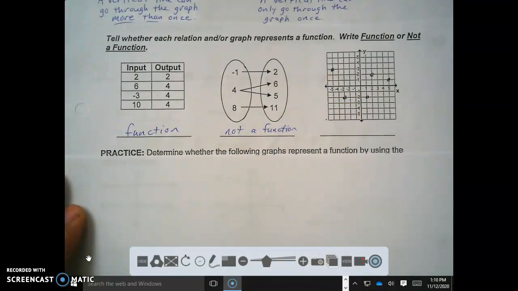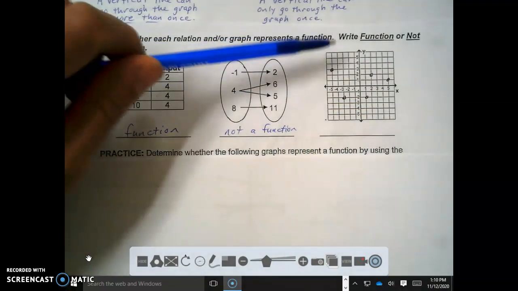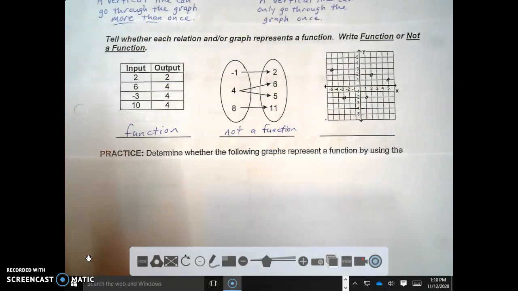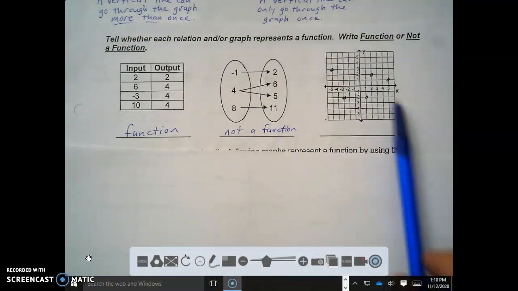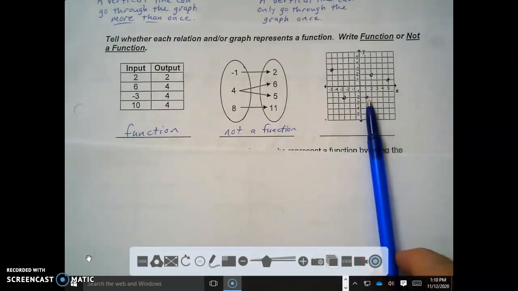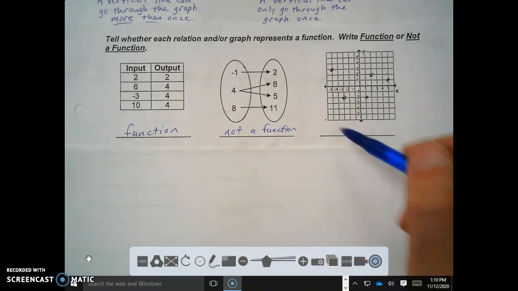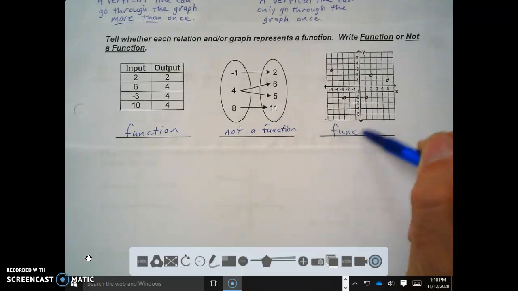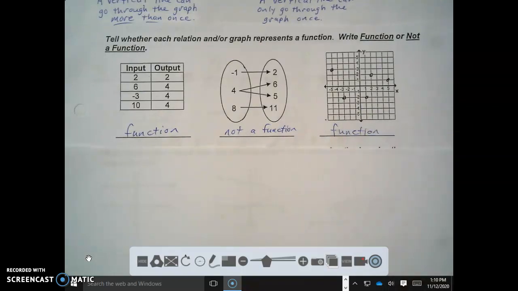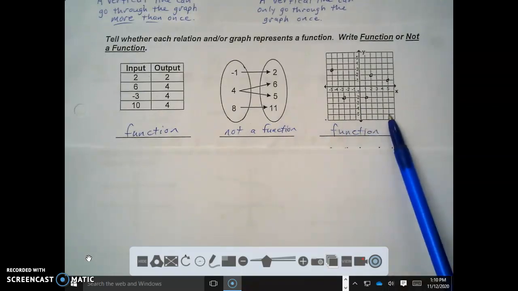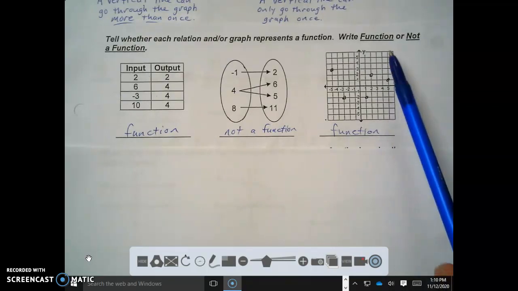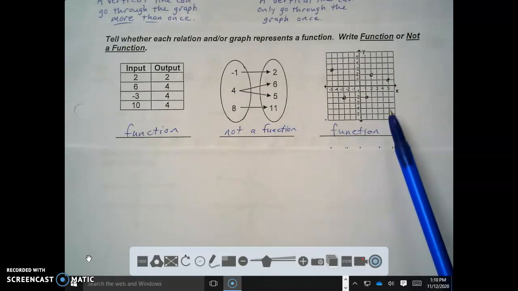Look at the graph. Do the vertical line test. If you draw vertical lines through these points, it only goes through each point one time. There are never 2 points on there that a vertical line goes through. That is a function. Okay, now just imagine there was a point right there, if I drew it. Then this would not be a function because a vertical line would go through more than one point.